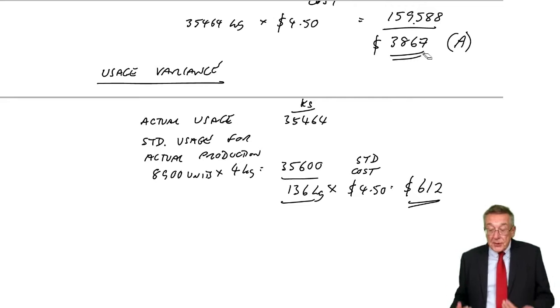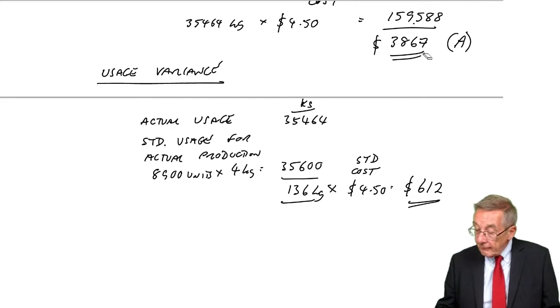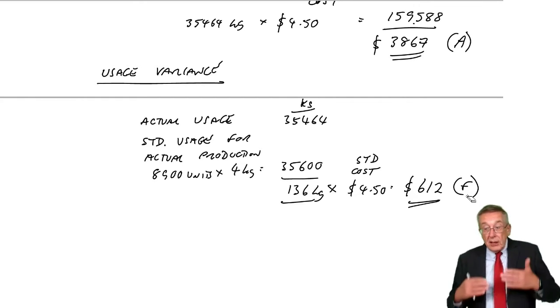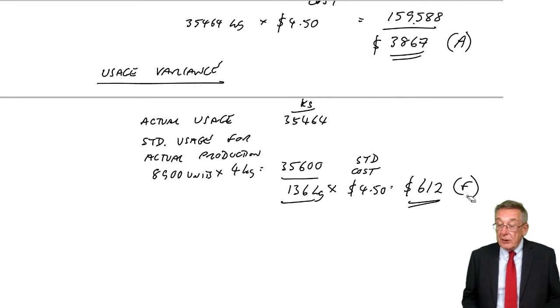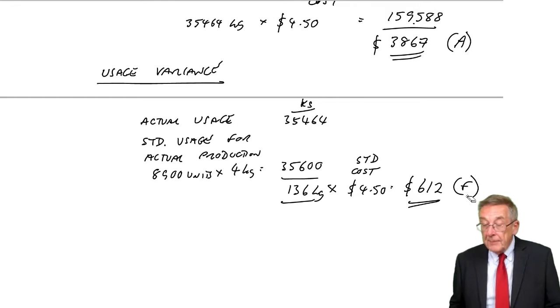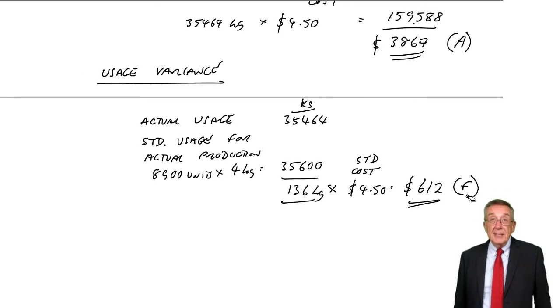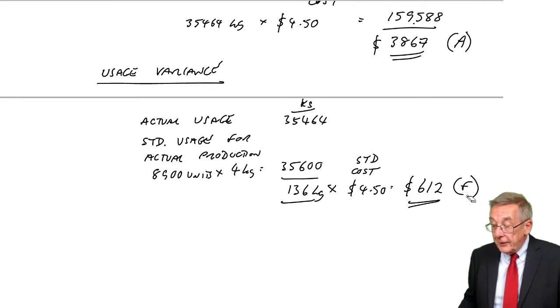And because using fewer kilos on its own would have saved us money, that variance is favourable. So we used less material, which on its own would have saved us 612, but even on the material we actually bought, we paid more than we should have done. That cost us 3867.